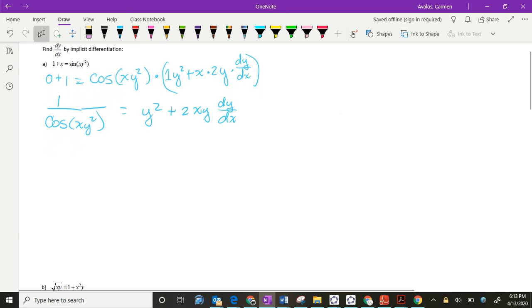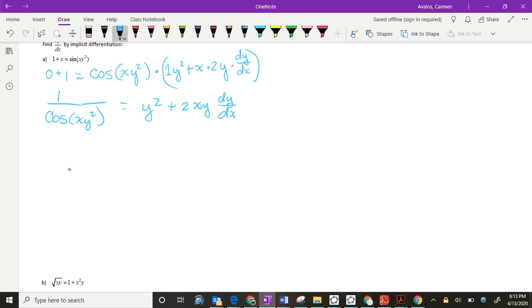And then I still have to get the dy/dx by itself, so I'm going to move this over. So I'm going to have 1 over the cosine of xy squared, and then this is going to move over, so it's going to be minus y squared. And we're going to get 2xy dy/dx. Now, we have this on the left side and this on the right side.